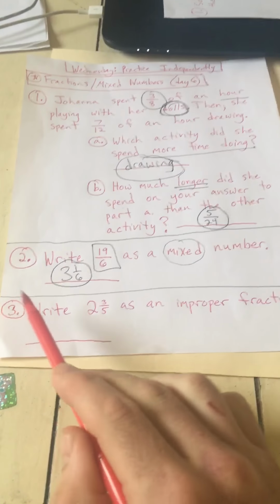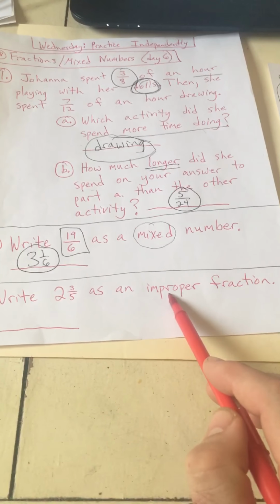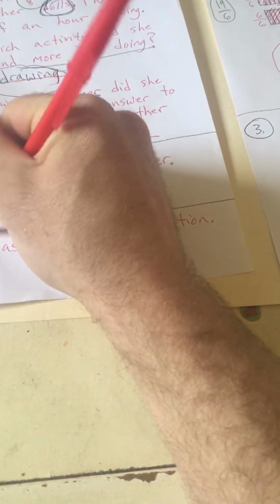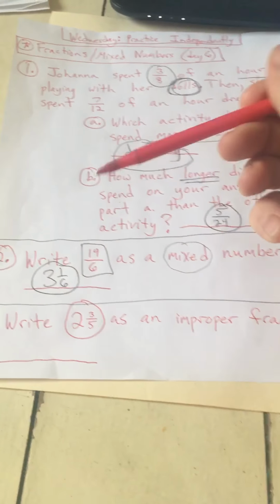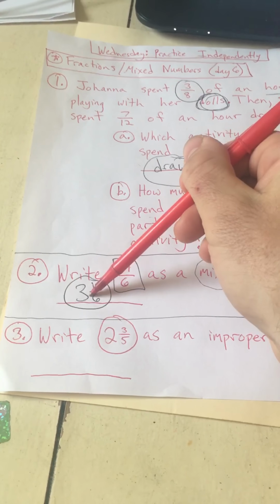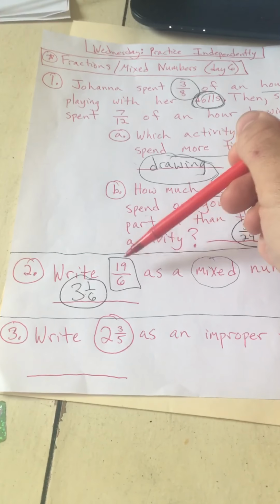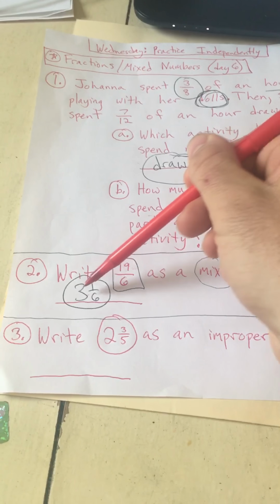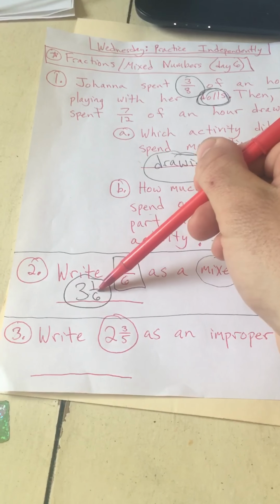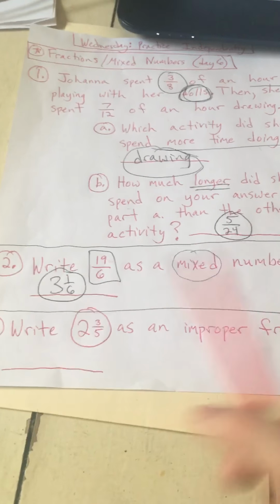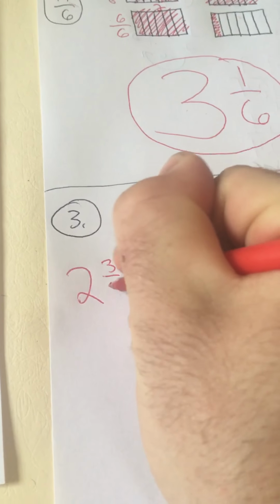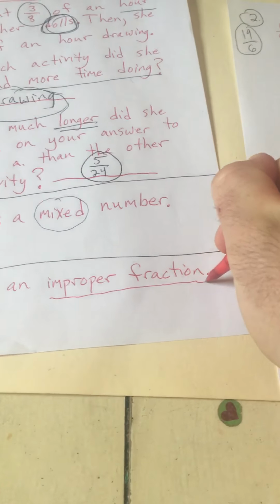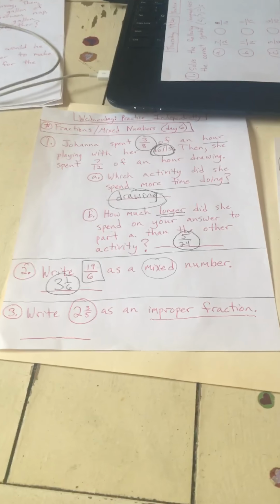And last one, number 3, write 2 3/5 as an improper fraction. Okay, so this is a mixed number, and we're writing it as an improper fraction, like this one. So mixed number, improper fraction. Improper fraction is greater than 1. Mixed number has a mix of a whole number plus the fraction that's left. Okay, so we're going to write 2 3/5. Let me write that over here as an improper fraction, which means it is greater than 1.